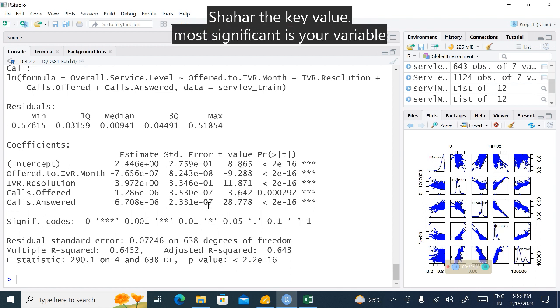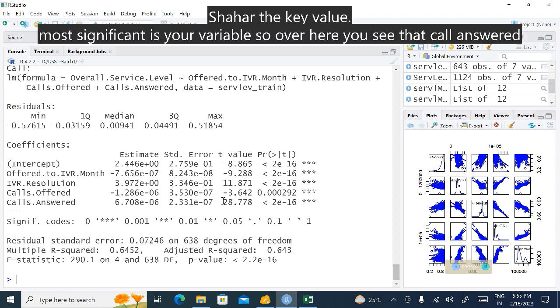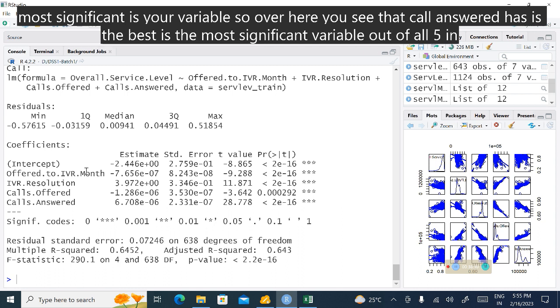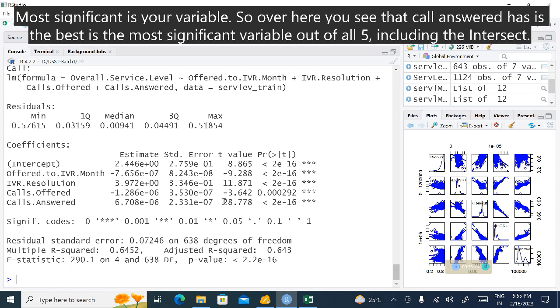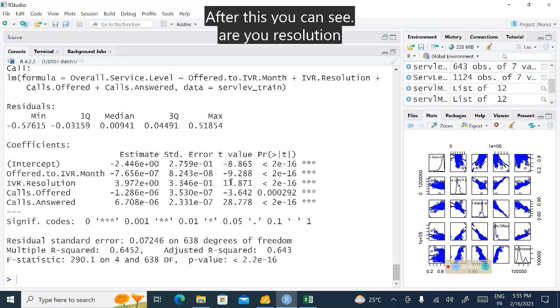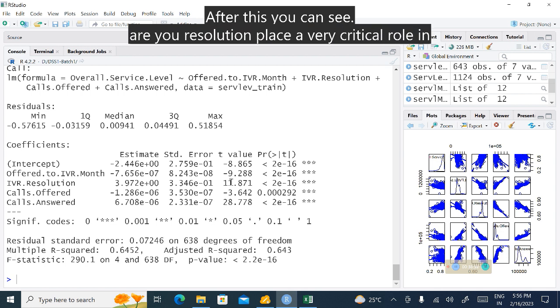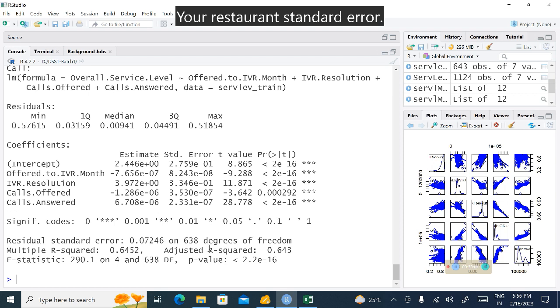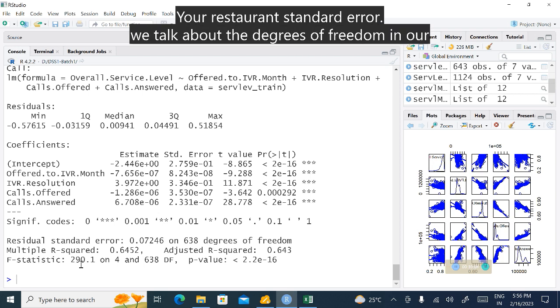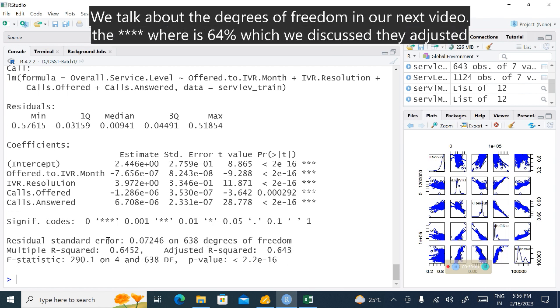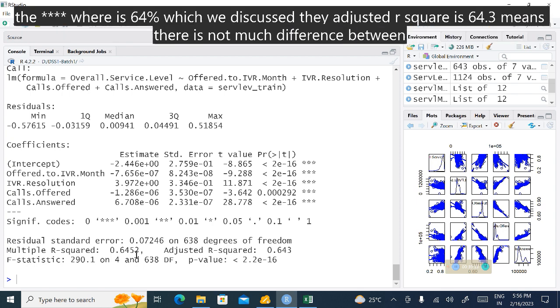So over here, if you see, the call answered is the most significant variable out of all 5, including the intercept. After this, you can see IBR resolution plays a very critical role in predicting the service level. This is your residual standard error. We'll talk about the degrees of freedom in our next video. The R squared is 64%, which we discussed. The adjusted R squared is 64.3, means there's not much difference between the adjusted R square and the R square.